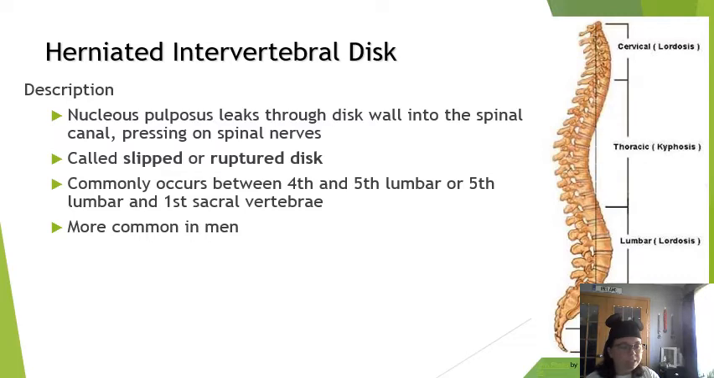Herniated intervertebral disc. This is where the nucleus pulposus leaks through the disc wall into the spinal canal, pressing on the spinal nerves. It's very painful. It is often referred to as a slipped disc or ruptured disc, and the more common vertebrae this occurs to are the fourth and fifth lumbar, or fifth lumbar and first sacral vertebrae.